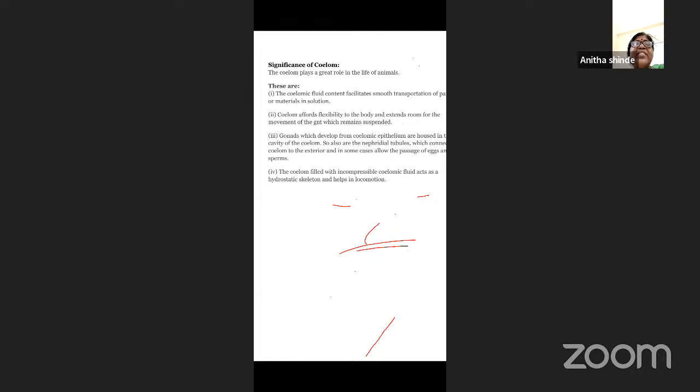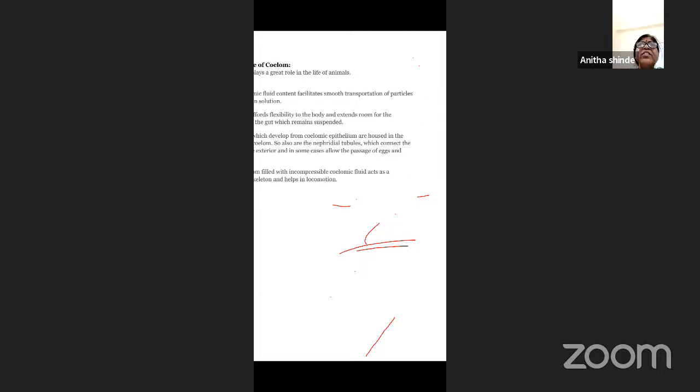So lastly, we can say the coelom filled with coelomic fluid will act as a hydrostatic skeleton and helps in locomotion. So these are the different functions, or the significance, or the properties of the coelom. So this is all about the coelom.